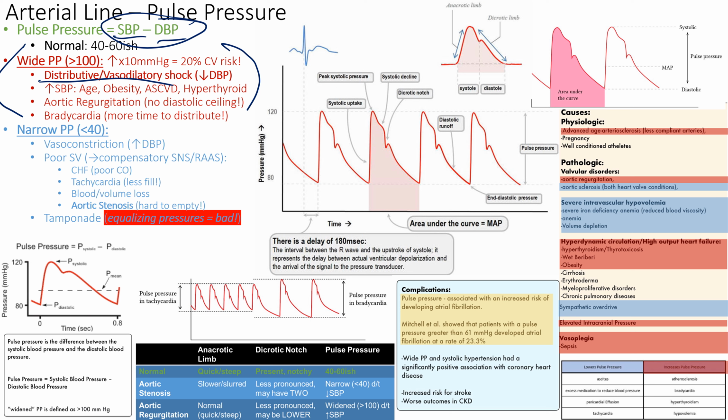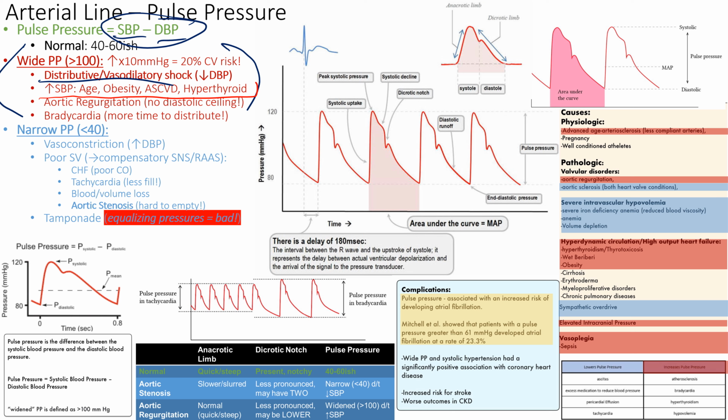and we'll talk about shocks in our coming lectures, but that's when you have a drop in your diastolic blood pressure, because diastolic blood pressure is a function of how vasoconstricted you are. If you're super vasodilated, you're going to have a lower diastolic blood pressure, right?